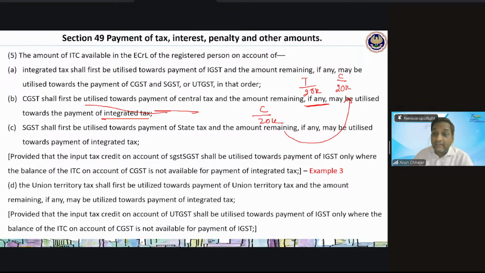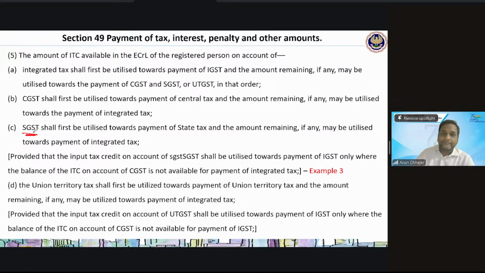Can C give directly to I without giving to C, ignoring the C? What would be the answer? That we will discuss in some time. Same thing for S.